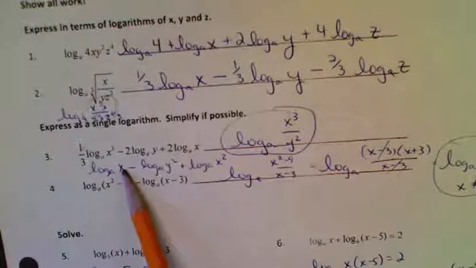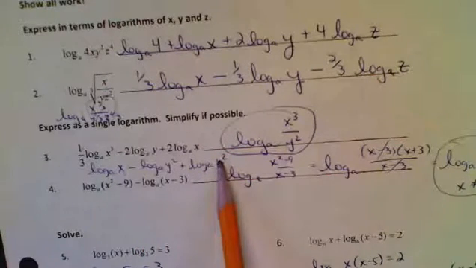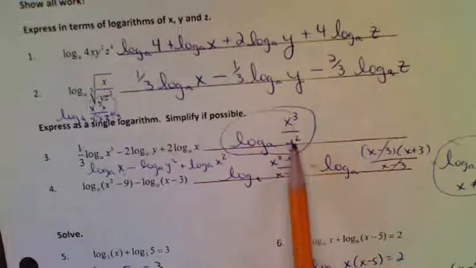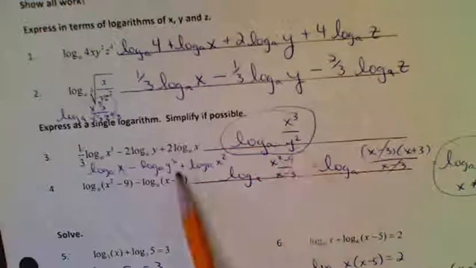So when I have the log base a of x plus the log base a of x squared, it's log base a of their product, x to the 3rd, and then it's over y squared because that was negative.